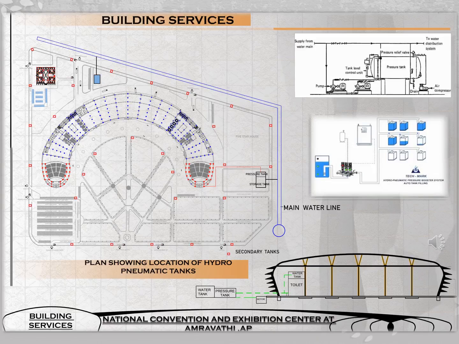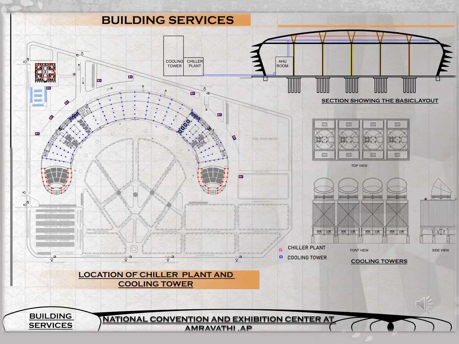The current plan shows the location of the chiller plant and cooling tower. A schematic section has been shown considering the AHU, the inlets, the outlets, the cooling tower, and the chiller plant. The cooling tower and the chiller plant are located outdoors in a radius of 30 meters so that there would be no compromise in the efficiency of HVAC.